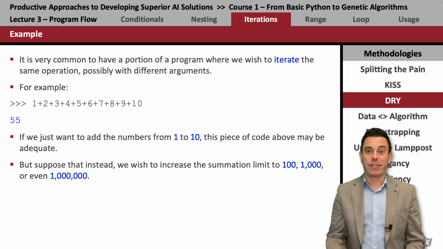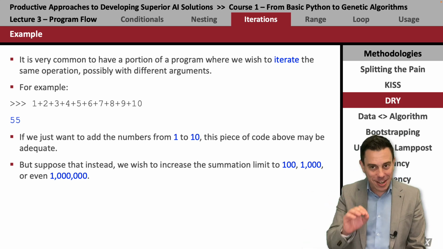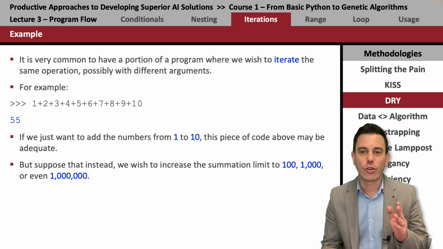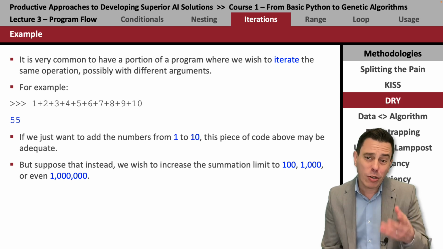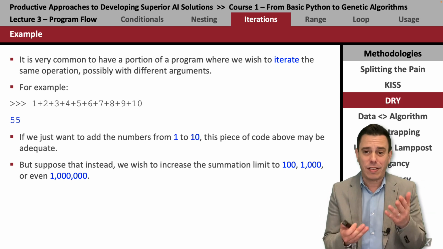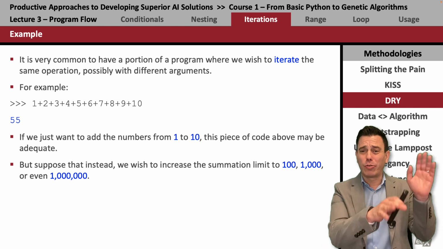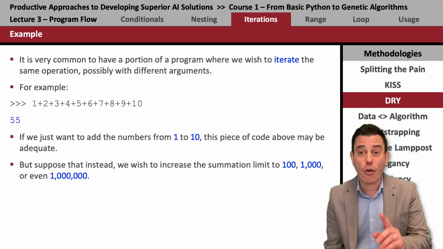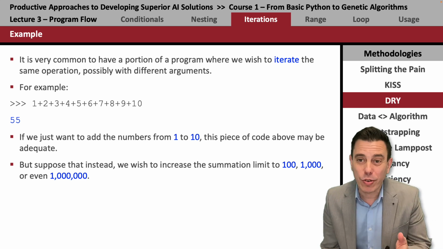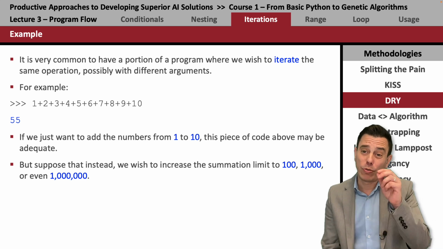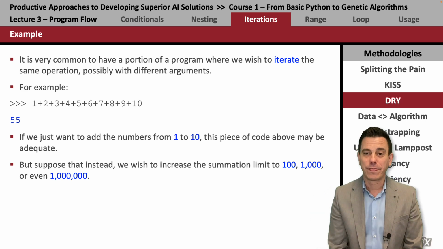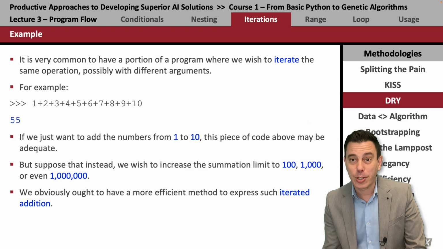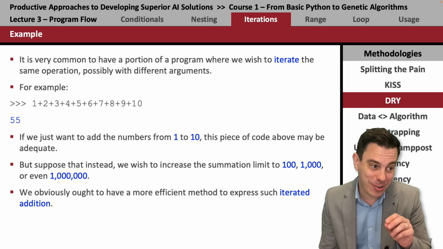Right? It's repeatable. And here I want to mention another methodology, which is DRY, short for don't repeat yourself. We don't want to repeat ourselves because it's tedious. Computers are good at repetitions, so why do we need to repeat ourselves? Moreover, when we repeat ourselves, we are more prone to errors, just because we are humans. So obviously, we ought to have a more efficient method to express such iterated addition.